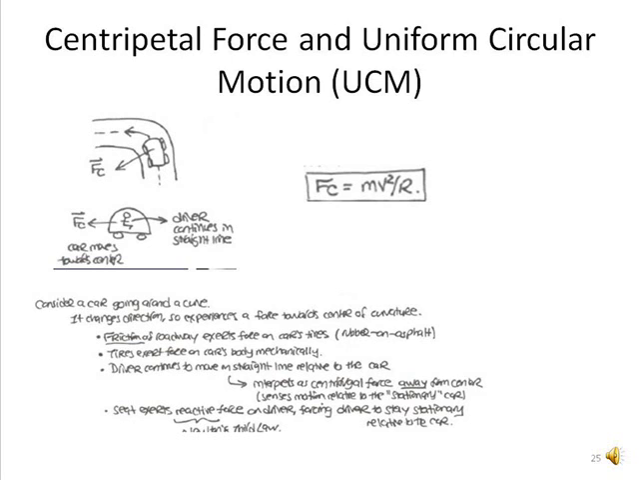Another example of a force is the centripetal force associated with uniform circular motion. We saw in a previous chapter that for a particle traveling in a circle at constant speed, it experiences an acceleration equal to v squared over r. Notice that it experiences an acceleration because velocity is a vector, and even if the speed does not change, the direction of the vector changes with time. By Newton's second law, this acceleration is equivalent to a force, which is mv squared over r.